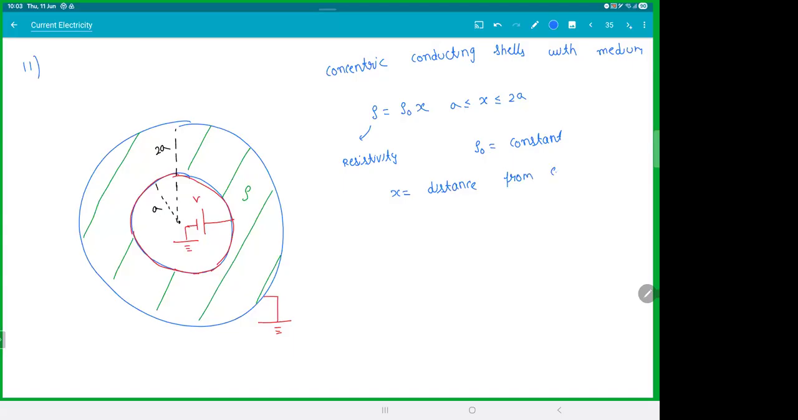Is the picture making sense, everyone? So we took two concentric shells, and in the middle, you filled it with a medium of rho naught x. First thing, find R equivalent. So what is the resistance between the two shells? Find current. Find J of x. J is the current density. Find E of x. That is the electric field as a function of x. Find potential as a function of x.